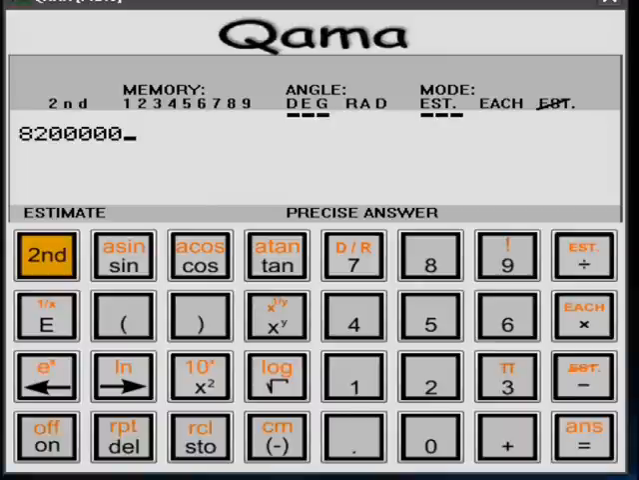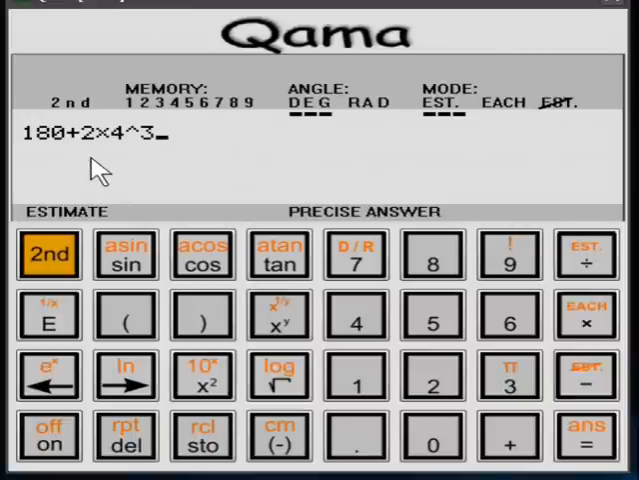Numbers can be entered using the so-called engineering notation, namely, entered as 8.2 e negative 5. Functions and arguments are entered in the order they are pronounced. 2 squared, root 2, sine 2. The order of execution is conventional.